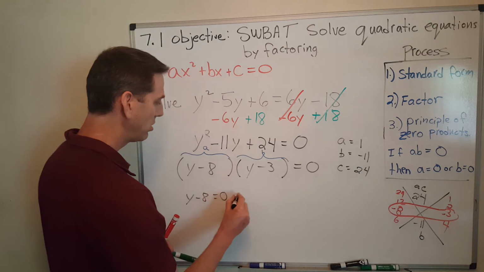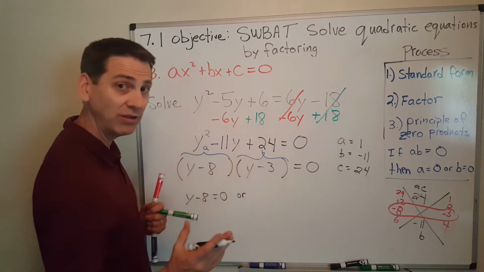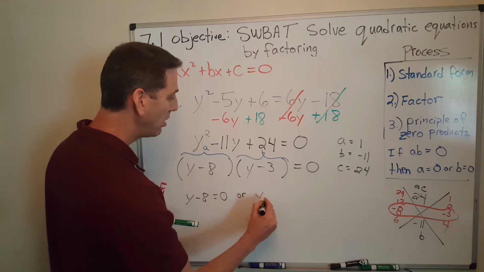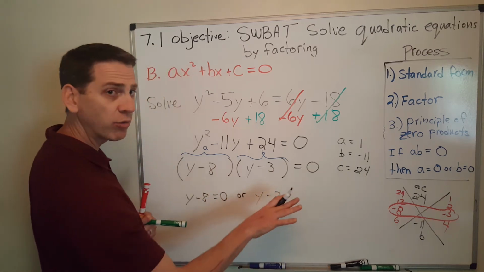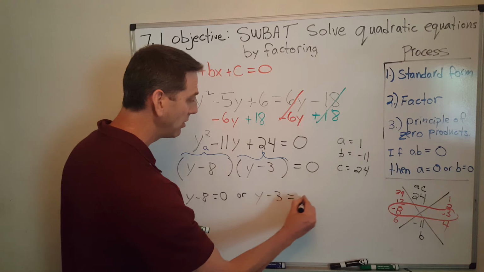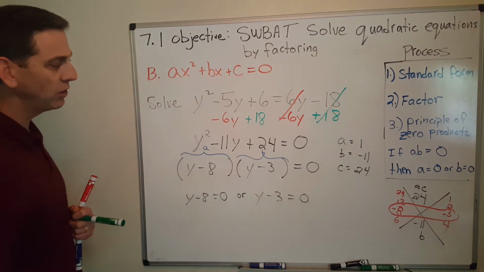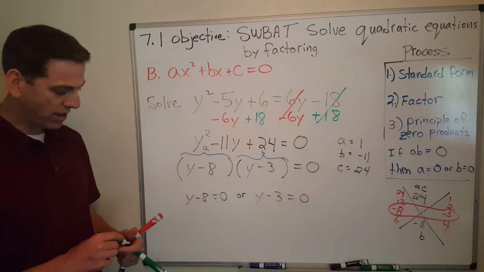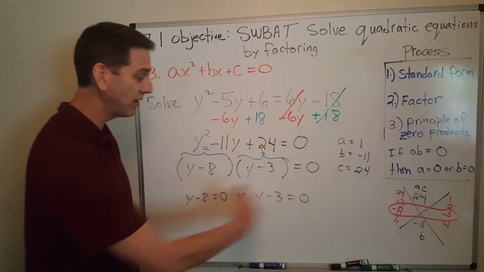Or B has to be 0. What's B? Well, this whole thing, y minus 3. Y minus 3. I just lose the parentheses at this point. It makes it a lot easier. You don't really need them anymore. Okay, so now I have my two equations set up.